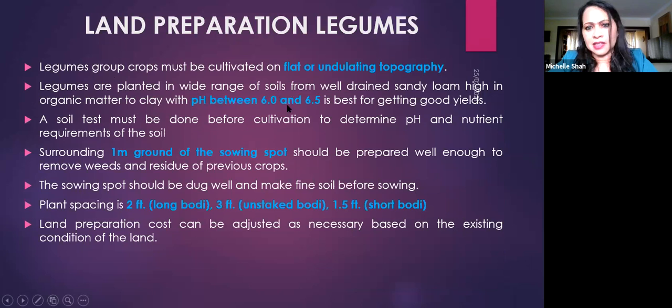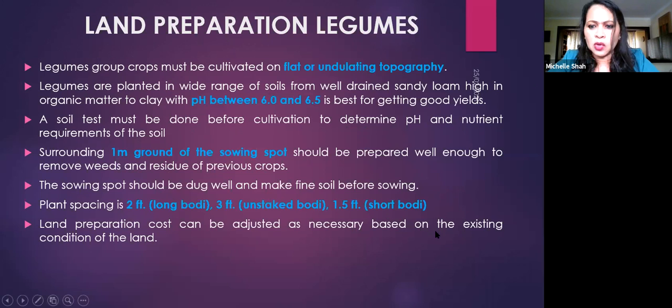The soil test should be done before cultivation to determine the pH and the nutrient requirements of the soil. A 1 meter area around the sowing spot should be prepared well enough to remove the weeds and residue of the previous crops. So you clear a 1 meter area around the spot where you are going to plant the seedling. The sowing spot should be dug well and made into fine soil before sowing.